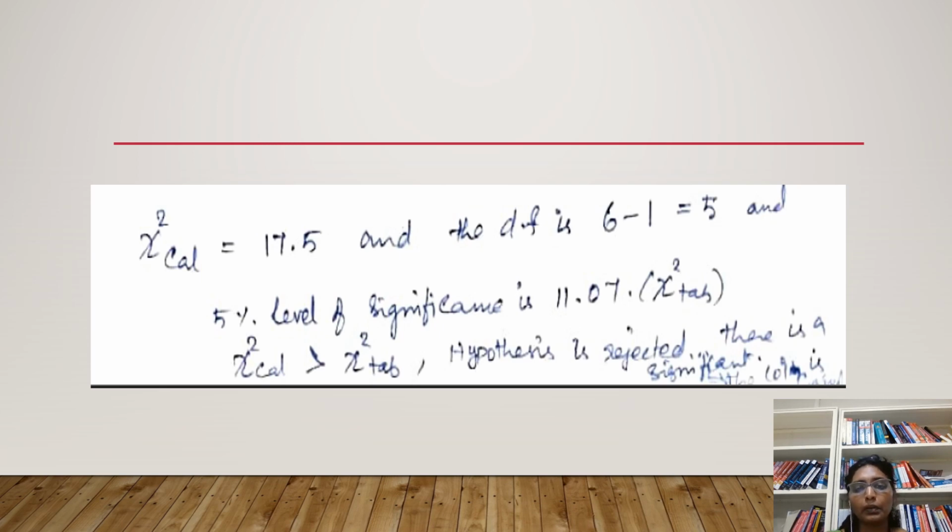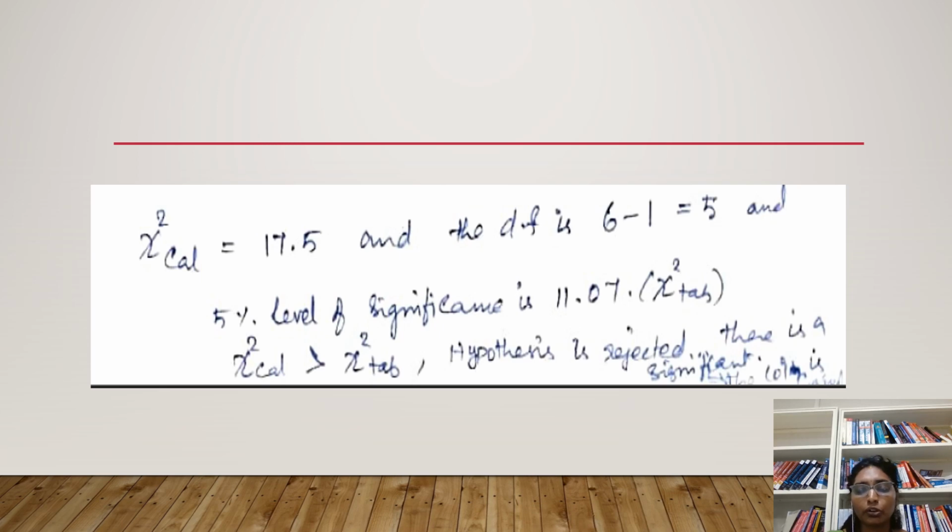And you have to check in the table at the 5% level of confidence. That gives 11.07. That is our table value for degrees of freedom 5 at the 5% level, the value is 11.07. So the calculated value is greater than the table value. So our hypothesis is rejected. That means there is a significance, or the coin is biased. Just remember that if the calculated value is greater than the table value, our hypothesis is rejected, and if the calculated value is less than the table value, our hypothesis is accepted.